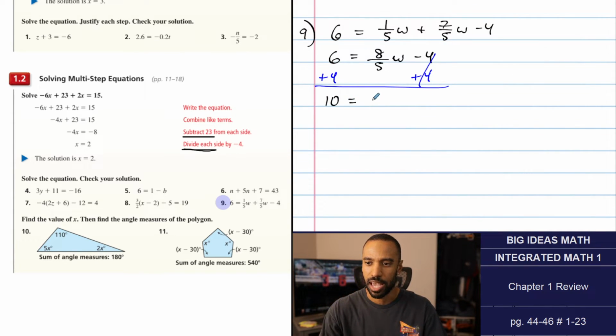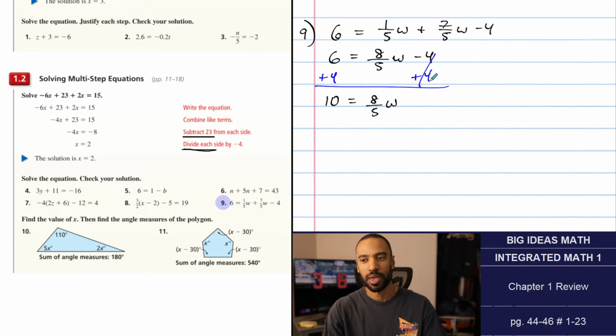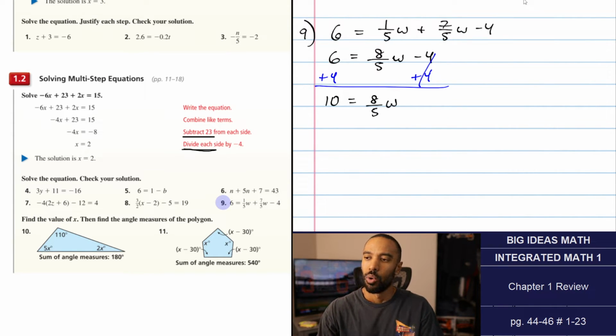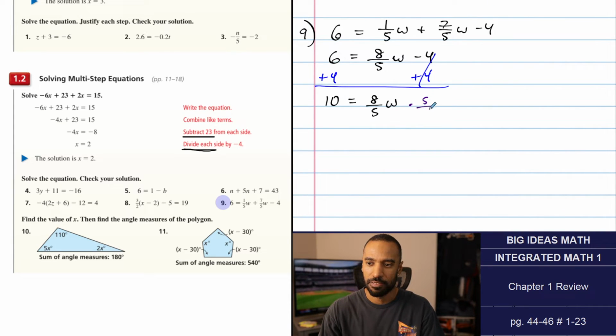We get 10 on this side, and 8/5 is still on that side. We can divide both sides by 8/5, or 8/5 is also 1.6. You can divide by 1.6. Dividing by 8/5 is the same as multiplying by its reciprocal, which is 5/8. So we're going to multiply 5/8 on both sides of this equation like so. 5 divided by 5 is 1, 8 divided by 8 is 1.